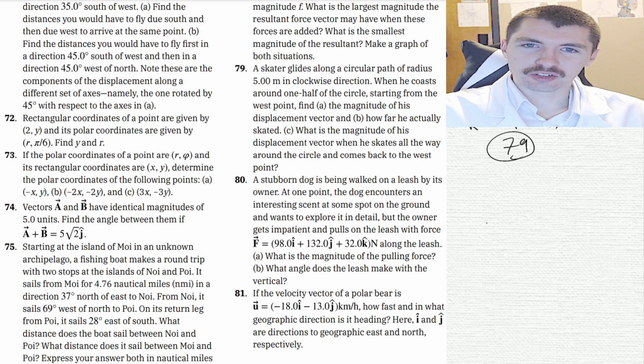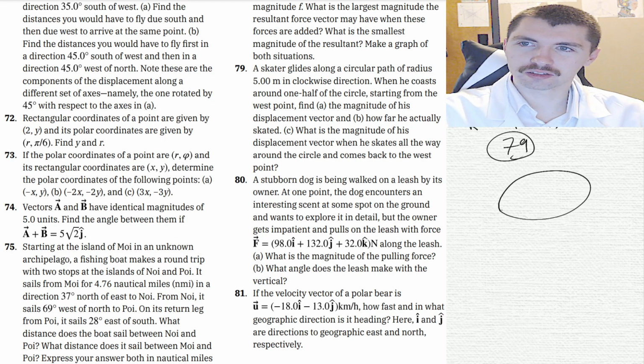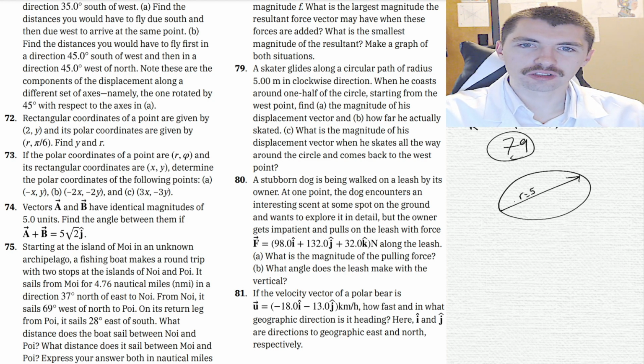Skater glides along a circular path. So we have a circular path. Skater glides across it. Radius of 5. In a clockwise direction. When he coasts around one half the circle. Okay, so I think we're about half the circle. So starting from the west point.